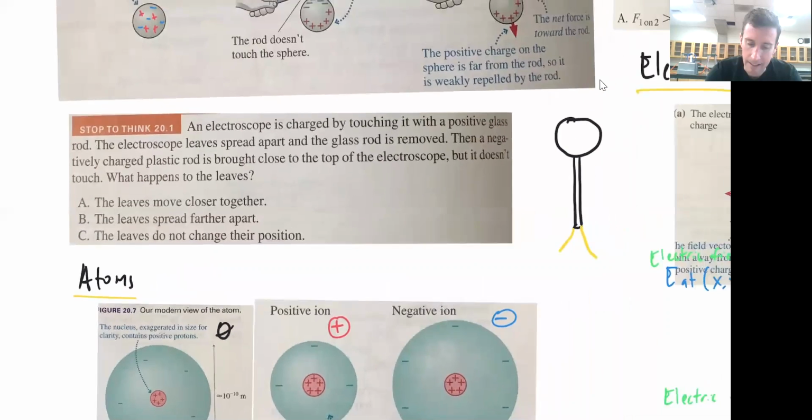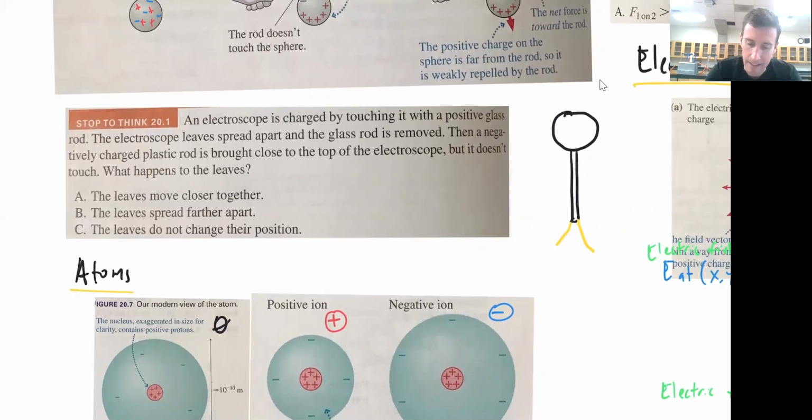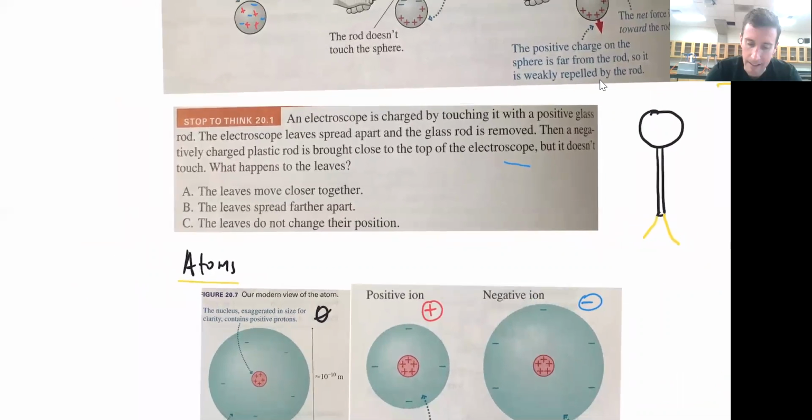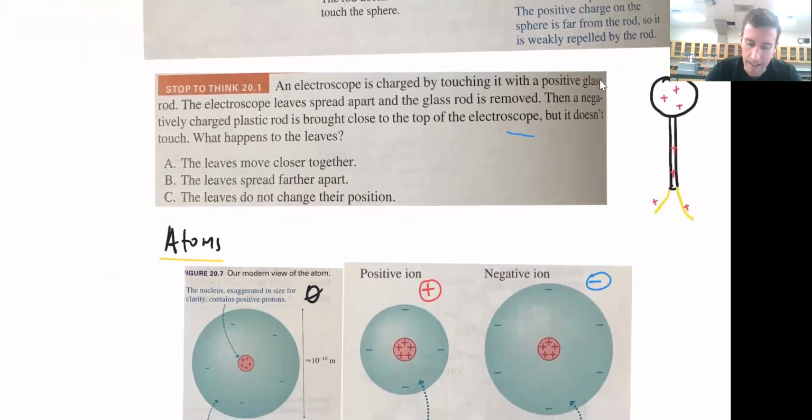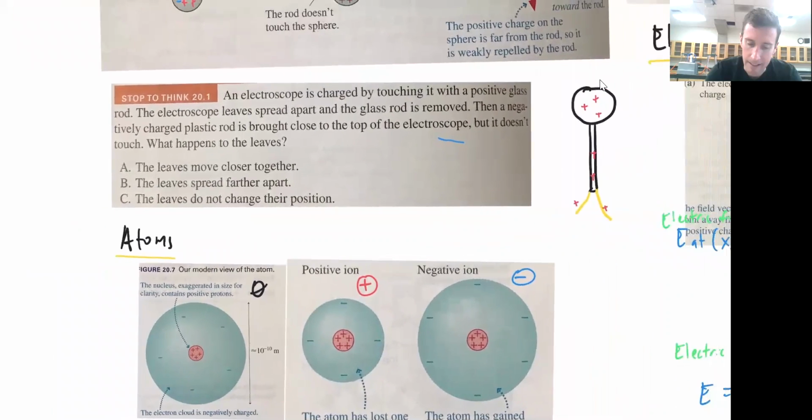Okay, so here's a picture of an electroscope. It's basically a big metal ball with a rod attached to it and then two leaves. And those leaves can move, they can vibrate, and so they'll get closer or further apart depending on how they're charged. So we start by touching it with a positive glass rod and they spread apart. When they have a positive charge on them, it goes positive, positive, positive. So we charge it with that positive glass rod, and as a result, they move apart. Then a negative rod is brought close to the top of the electroscope, but doesn't touch.